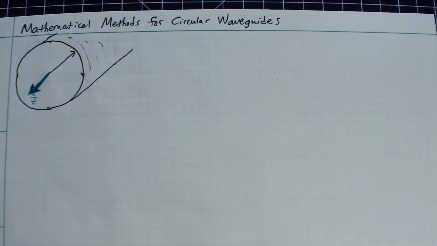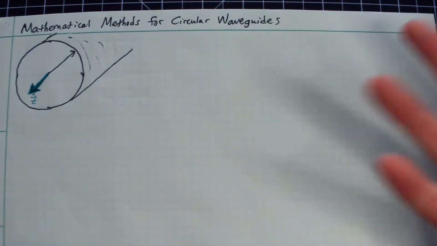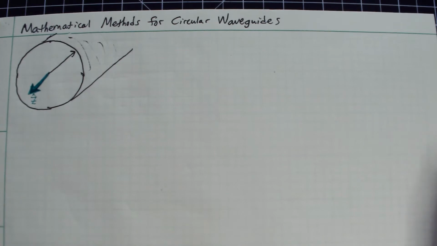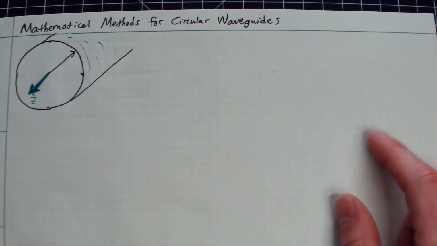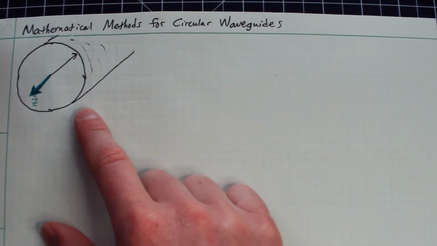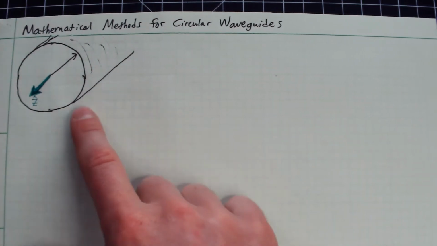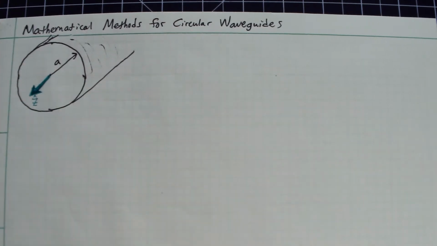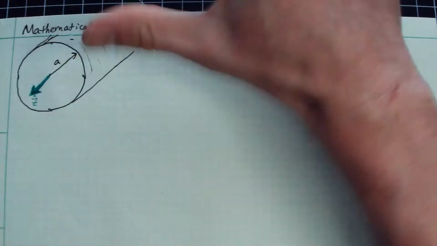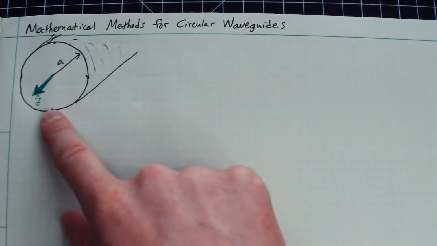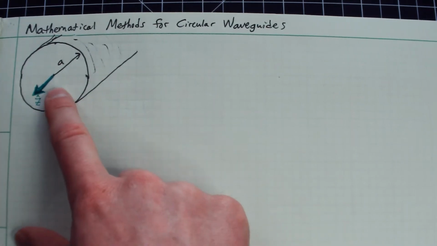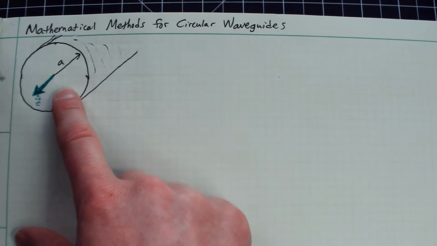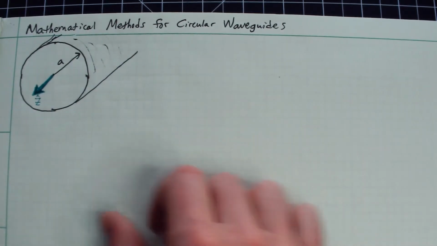Okay, let's talk about some of the basic mathematical formalism or mathematical methods for the circular waveguide. So first things first, I've drawn a hollow tube here. I'm not the best artist in the world, but it's just this hollow circular tube with a radius of a, and then the z direction is coming out of the page, which I've drawn in green. That is the longitudinal axis down the waveguide.